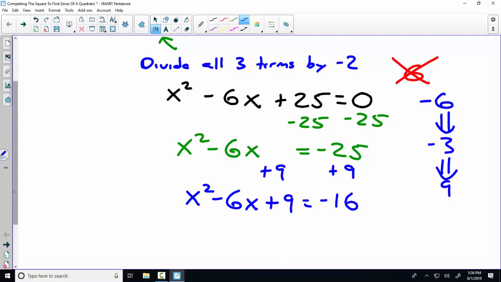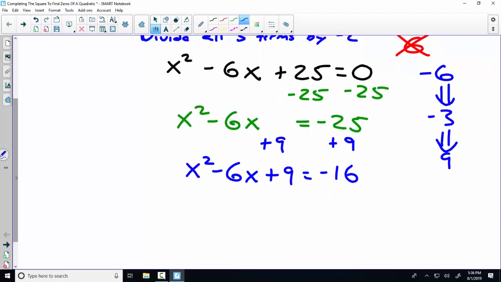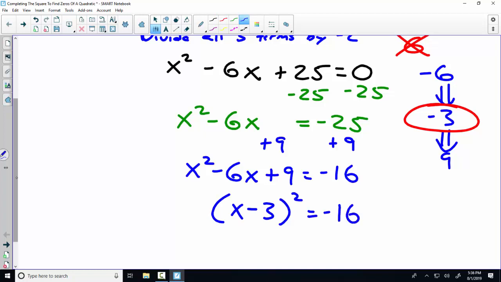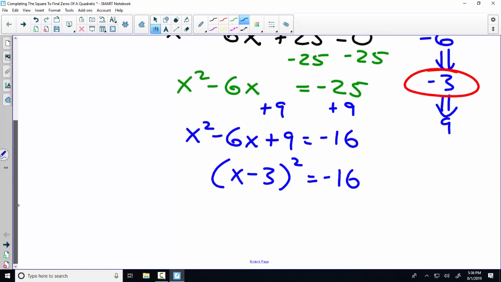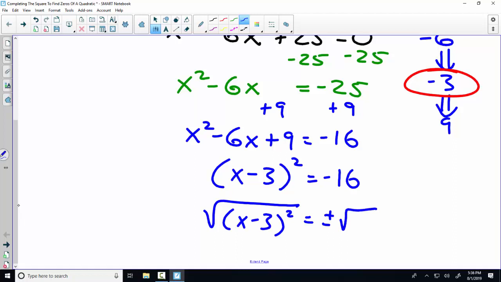The left side should be able to factor as a perfect square. No guesswork here. Because of this minus 3 right here, we know the left side just factors as x minus 3 quantity squared equals negative 16. Now we take the square root of both sides because we want to get rid of that squared that's on the x minus 3. And this is when we run into a little bit of trouble because we are now taking the square root of a negative number, which means we are going to get 2 imaginary solutions to this. The zeros are going to be imaginary numbers.